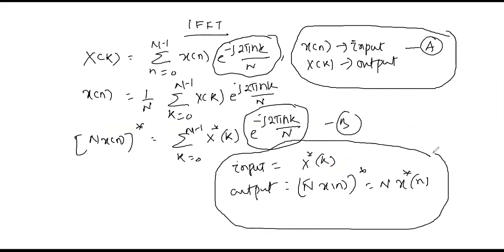In the case of IFFT, the input is X conjugate k and the output is capital N times x conjugate n. This is very important. Don't make a mistake, otherwise everything will be over. This is very important. Now simply, we apply this in DIF.